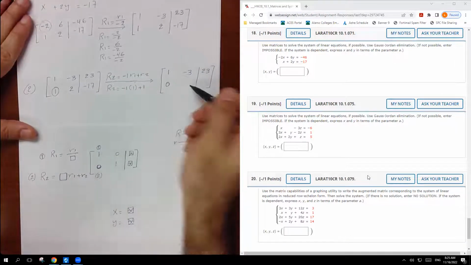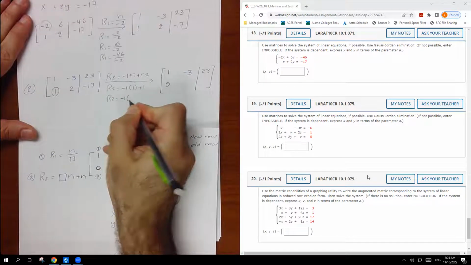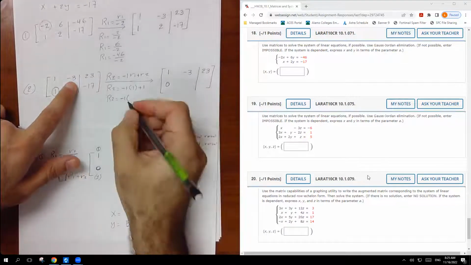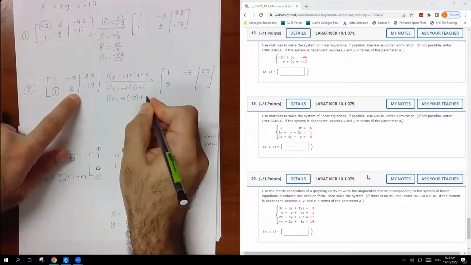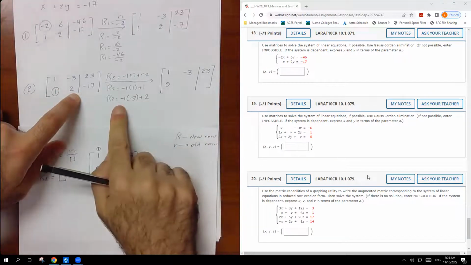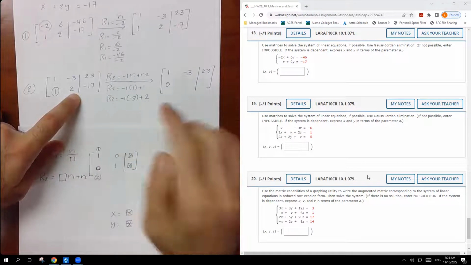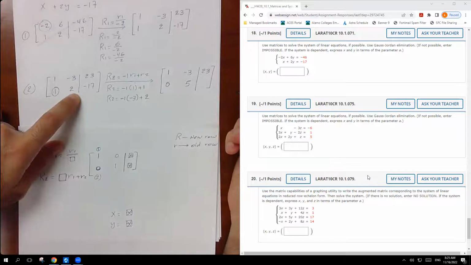The second element here is going to be -1 times R1, which is -3, plus R2, which is 2. Now, -1 times -3 is going to be +3. +3 plus 2 is going to be 5. We have to keep going.